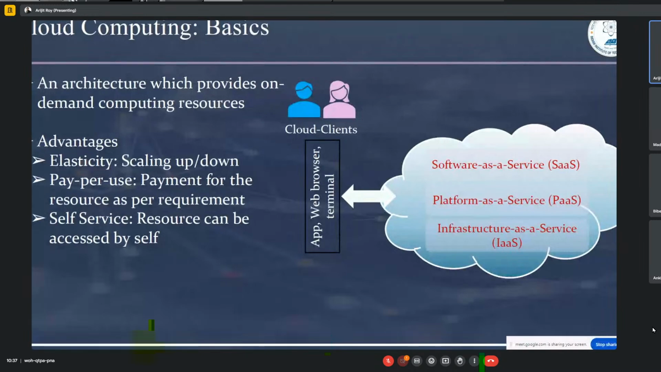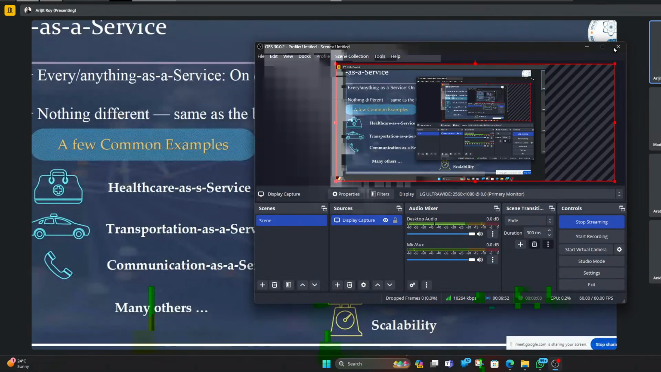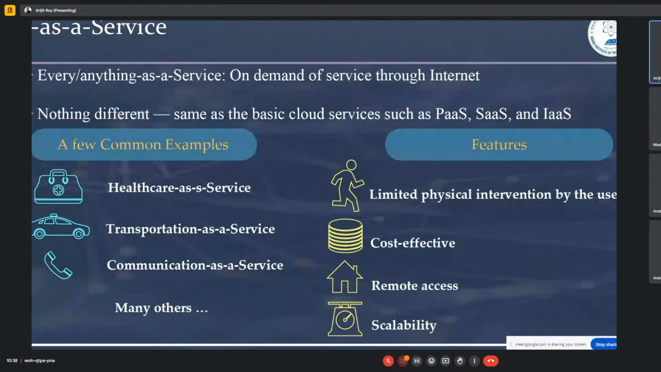The typical services that come under cloud computing are software as a service, platform as a service, and infrastructure as a service. This as-a-service model is very common nowadays, and any as a service, or X as a service, is dependent on the concept of virtualization. That means you have very limited resources, but you are providing the services to multiple applications.